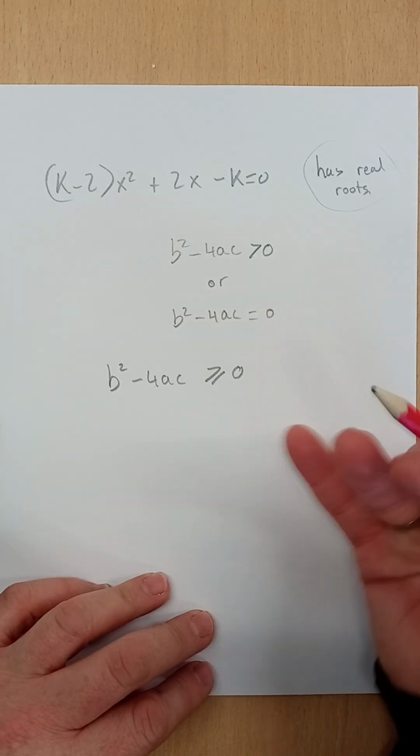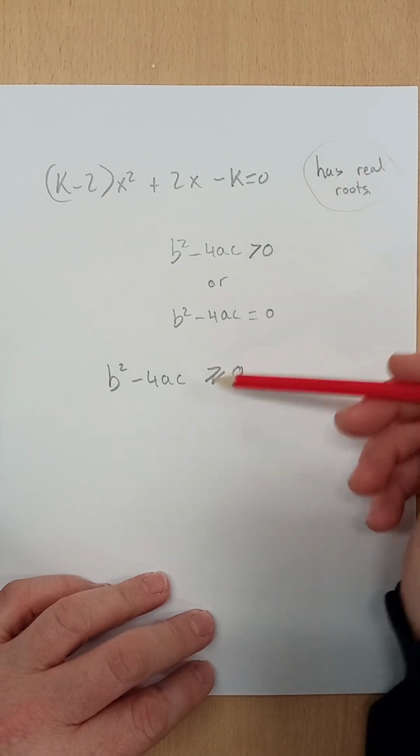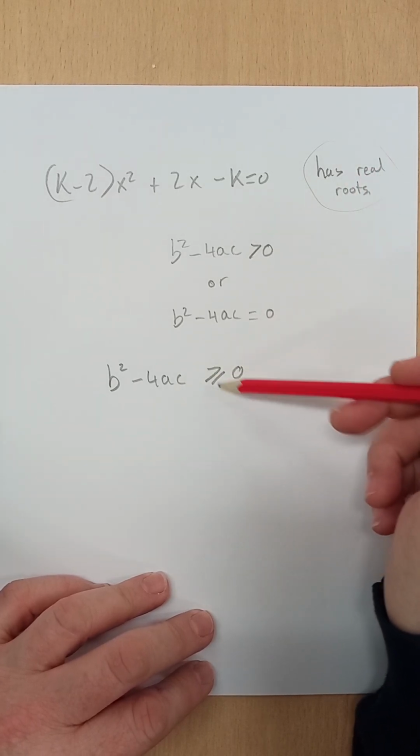So there's your discriminant. It could be real and distinct, it could be real and equal, but it's just real. That's your basic condition for real.